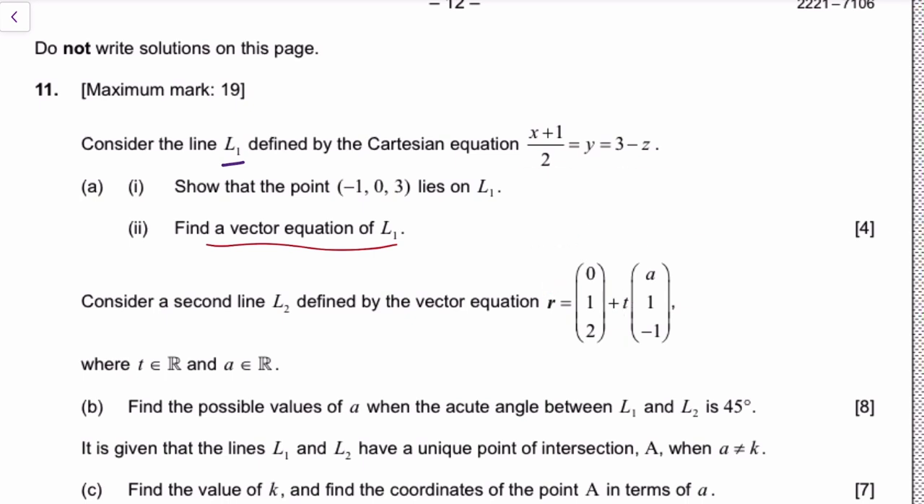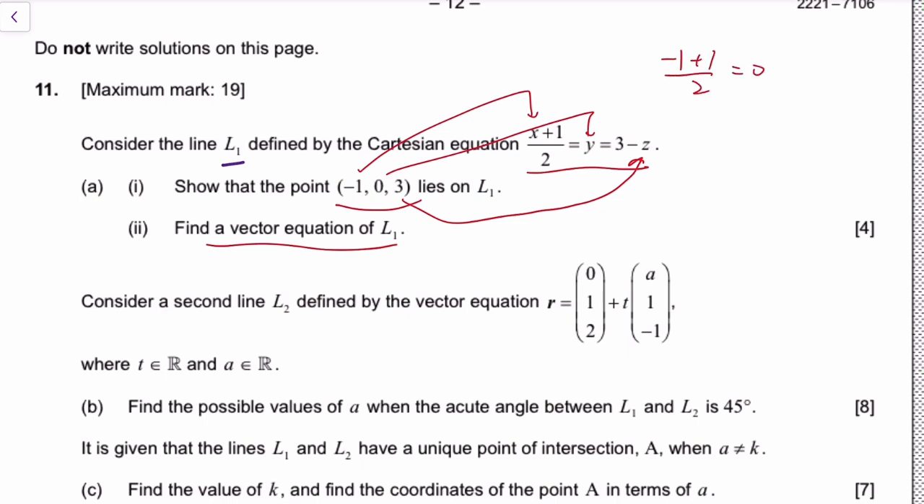In case you want to know how to check a point is on the line for a Cartesian form, you actually just sub it in one by one. Sub x into x, y into y, and z into z, and you want them to be the same. So -1 plus 1/2 is 0, and then y is 0, and then 3 minus that is 3 minus 3. If you sub in, it's also 0. They are the same. Therefore, it is on the line.